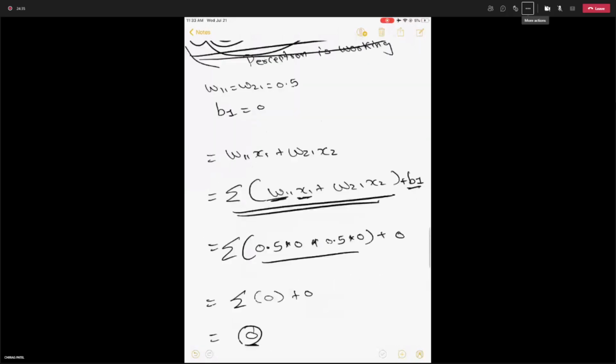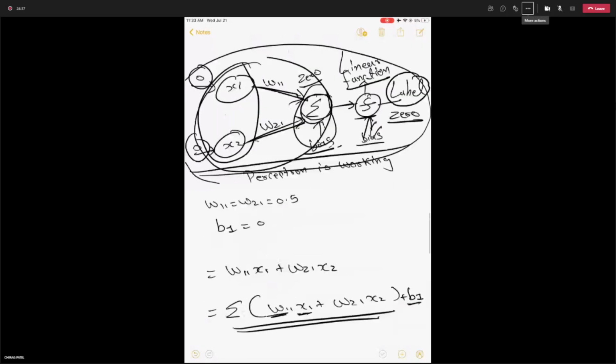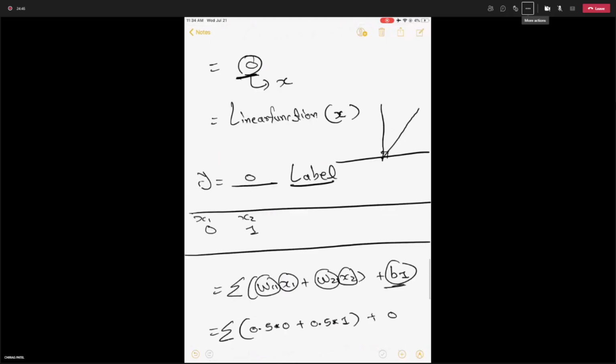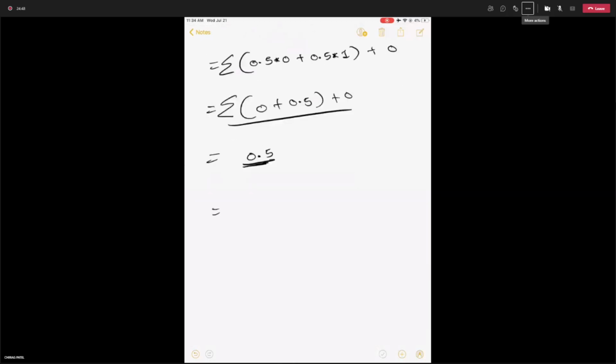This is the output of this unit. Please understand this. This is the basic unit where you find all of the calculation, right? Now after that, we need to provide this answer to the linear function. This is basically known as your transfer function or thresholding function.